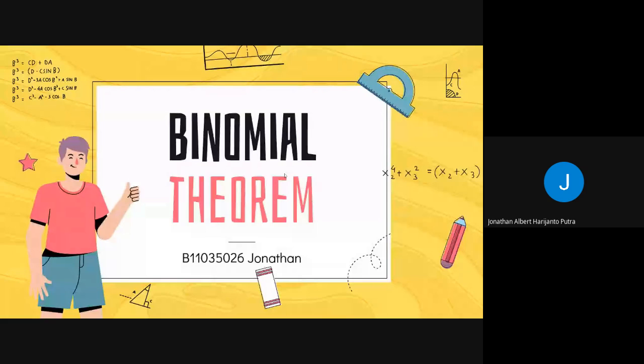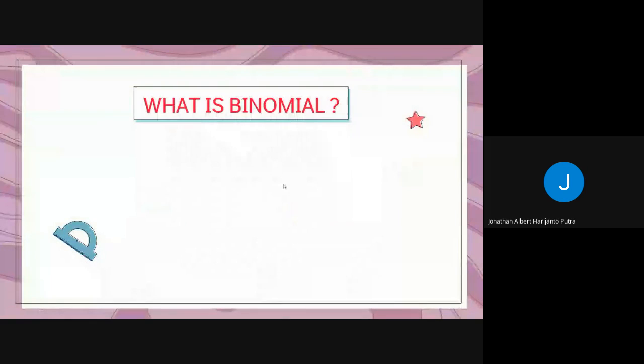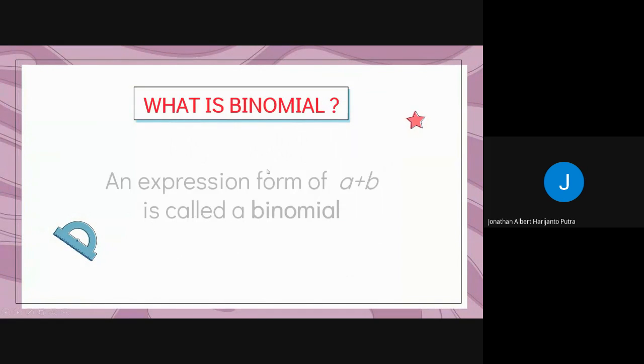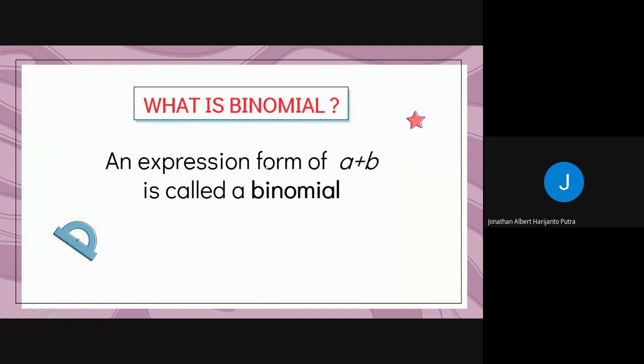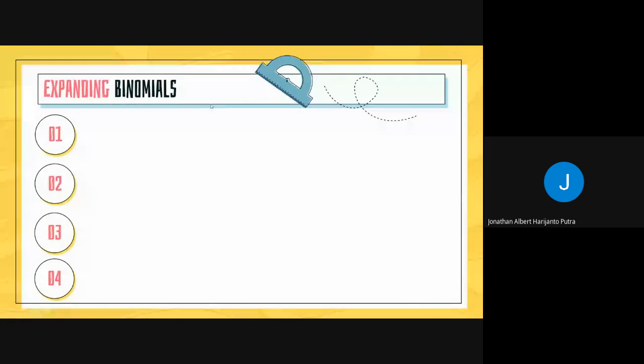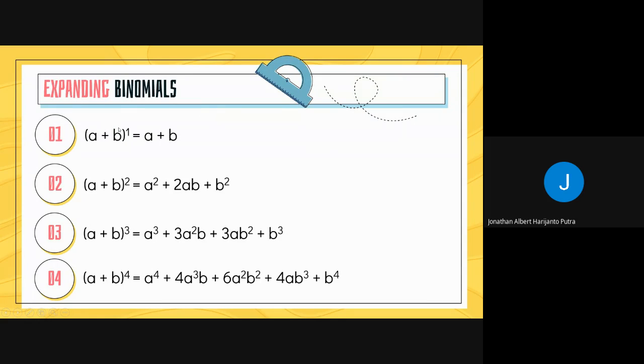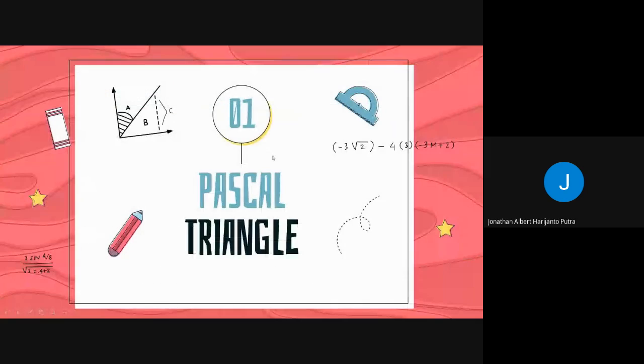Binomial theorem. To begin with, what is a binomial? A binomial is any expression of the form a plus b. Here are some examples of expanding binomials. So a plus b to the first power is a plus b, and a plus b squared is equal to a squared plus 2ab plus b squared, and the same goes on. There are two methods that I'm going to explain for expanding these binomials. The first one is Pascal's triangle.